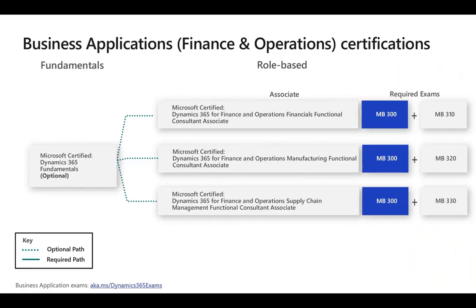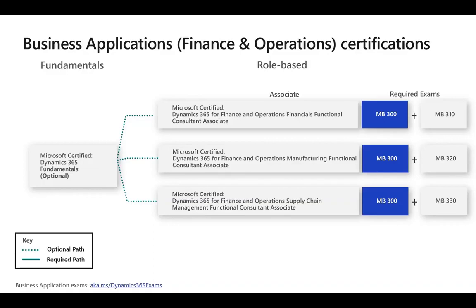Microsoft Business Application certifications are now structured with a fundamental exam and a role-based exam. Candidates need to finish both exams to be certified as Functional Consultant Associate. In today's training, we will review how to prepare for MB-300 Dynamics 365 Unified Operations Core, the fundamental exam.